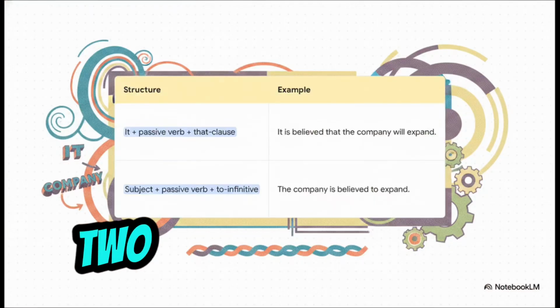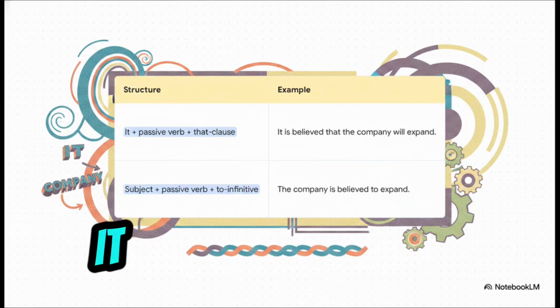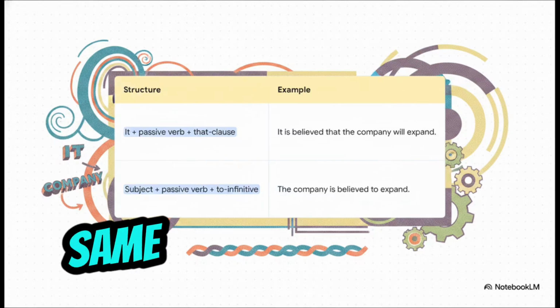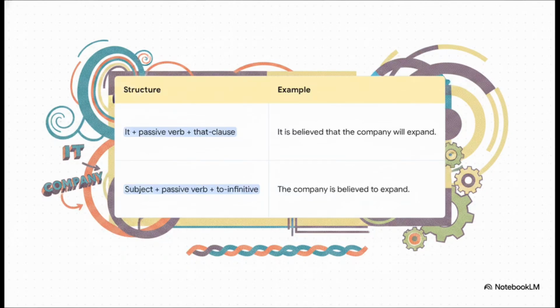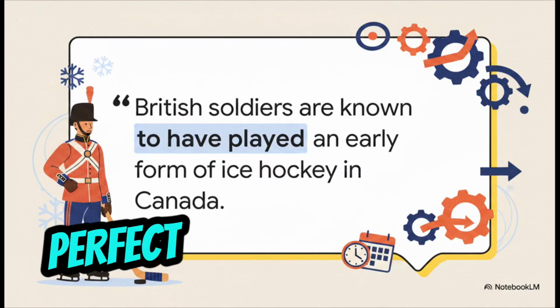You basically got two main ways you can build this. You can start with it, like in the sentence, it is believed that the company will expand. Or you can make the company itself the star of the show. The company is believed to expand. Either way, you get that same formal, objective vibe. Here is a perfect example of this in the wild. Check out that phrase, to have played. That little bit is called a perfect infinitive.